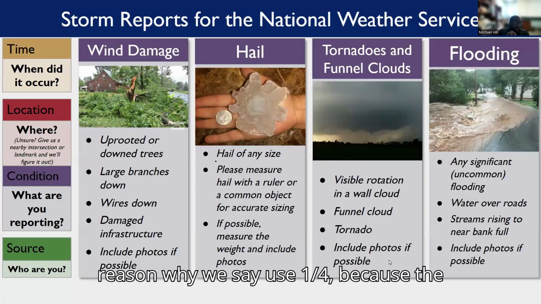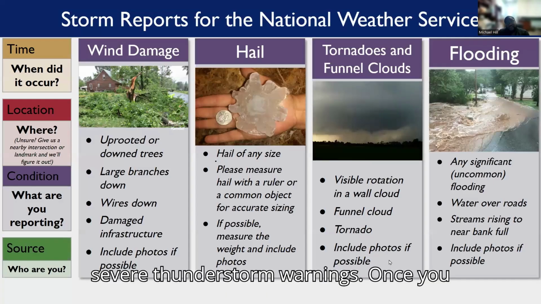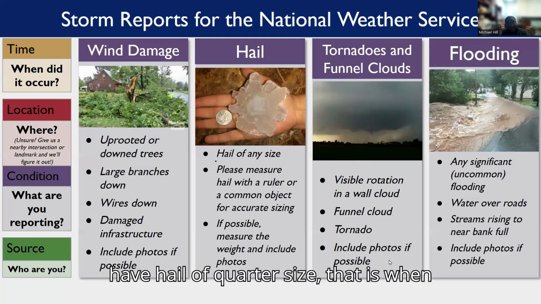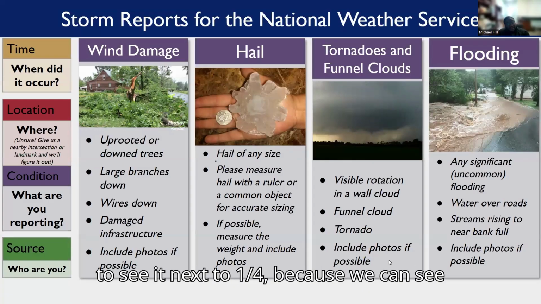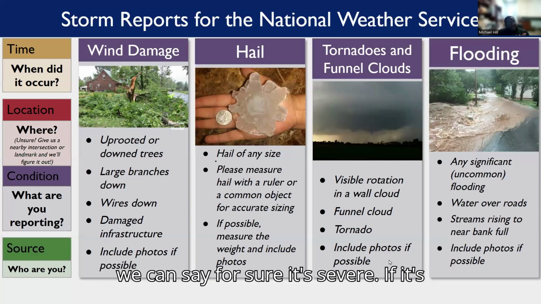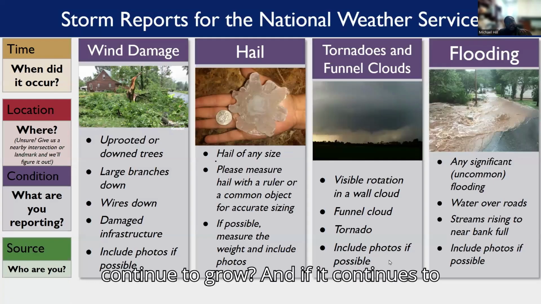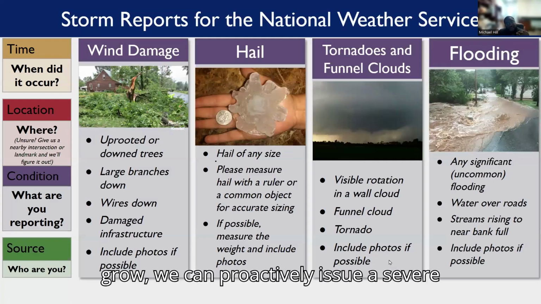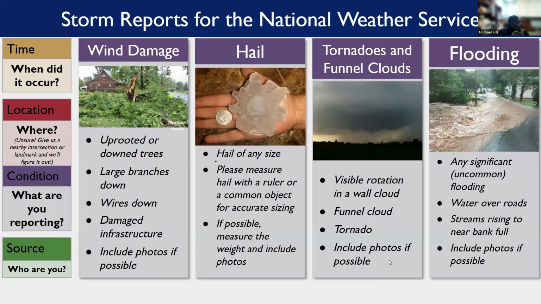The reason why we say use a quarter is because the quarter size is the criteria for severe thunderstorm warnings. Once you have hail of quarter size, that is when it's called severe. So that's why we like to see it next to a quarter, because we can see if it's severe. If it's bigger than a quarter, we can say for sure it's severe. If it's smaller than a quarter, we can say, okay, it's smaller, but do we expect this to continue to grow? And if it continues to grow, we can proactively issue a severe thunderstorm warning. So that's why we want to know the size of any hail.